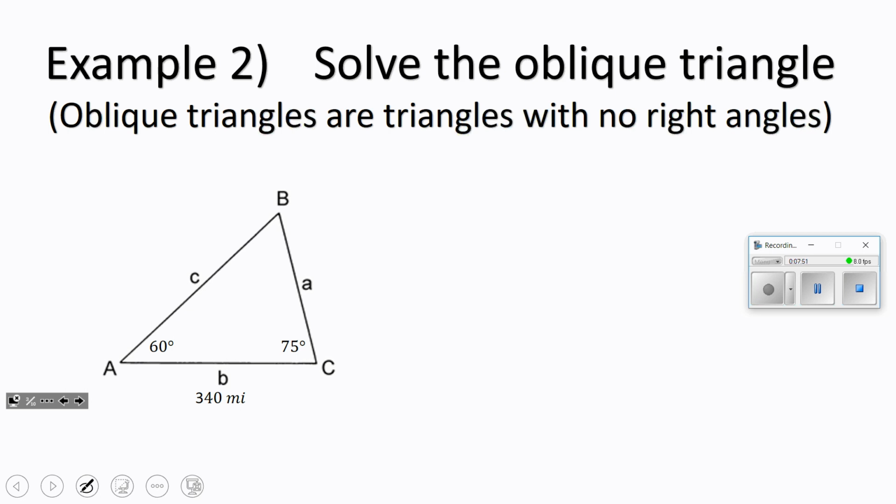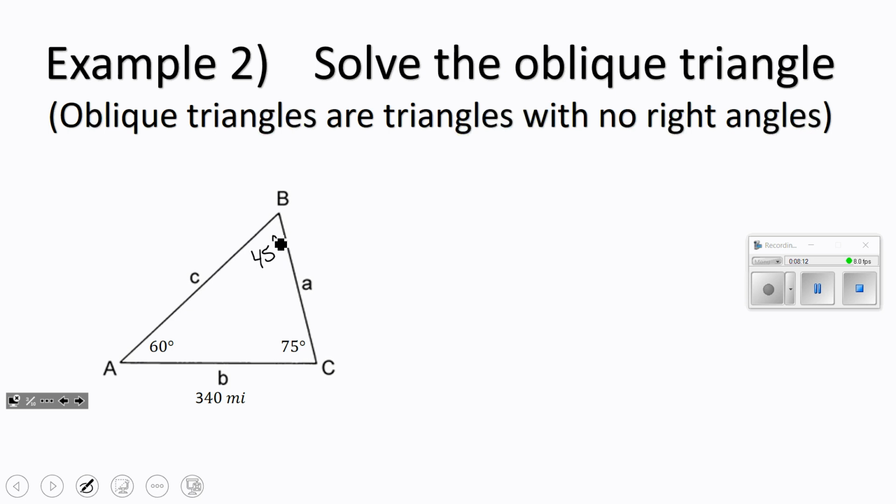So let's first find this missing angle. How are we going to do that? Okay, add those 2 up, subtract from 180. So do that for me and tell me what you get. Does everybody agree with 45? Okay, so this piece is 45.